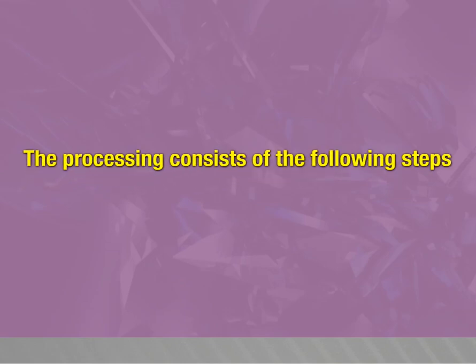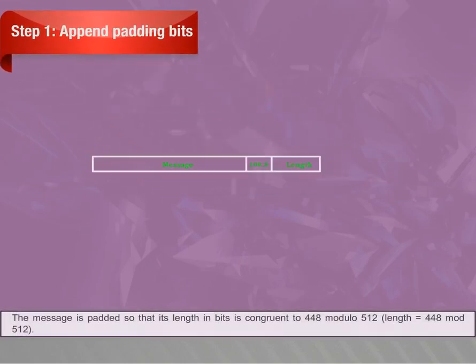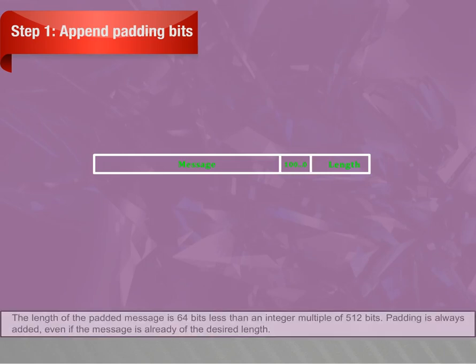The processing consists of the following steps. Step 1. Append padding bits. The message is padded so that its length in bits is congruent to 448 modulo 512. Length = 448 mod 512. The length of the padded message is 64 bits less than an integer multiple of 512 bits. Padding is always added even if the message is already of the desired length.